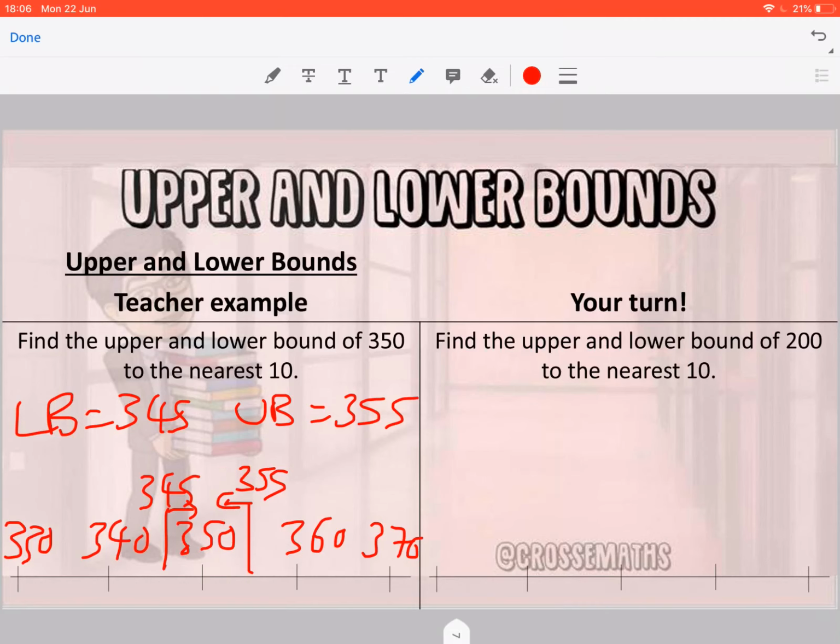Right, so find the upper and lower bound of 200 to the nearest 10. You can use the number line at the bottom if you want to, it's up to you. But we know it's 5 above and 5 below. 5 below is 195. 5 above is 205. These are called degrees of accuracy. This is basically what happens if someone gets a question wrong, and they were within a certain amount.